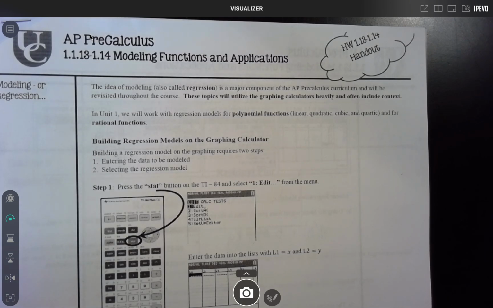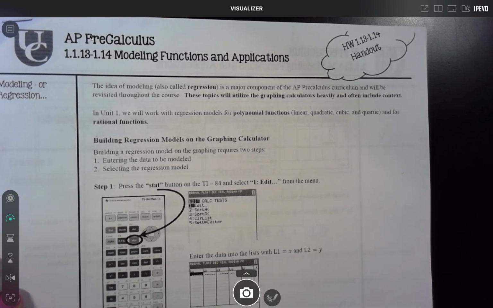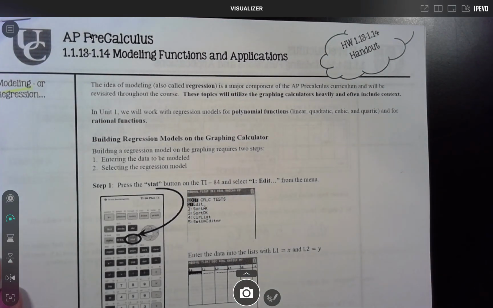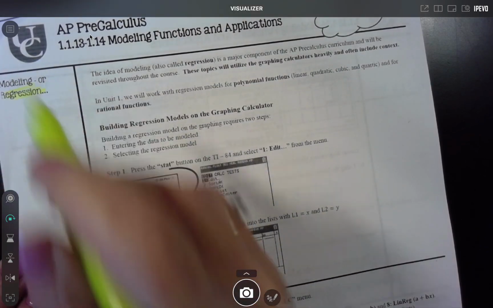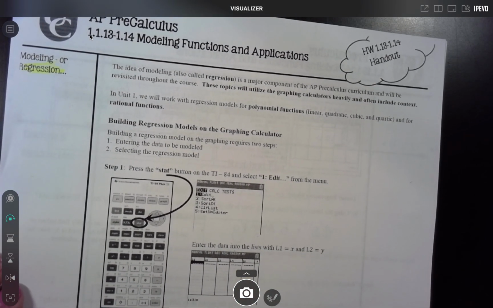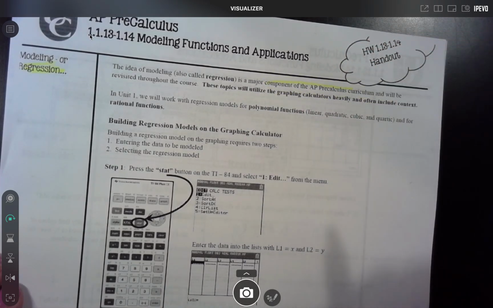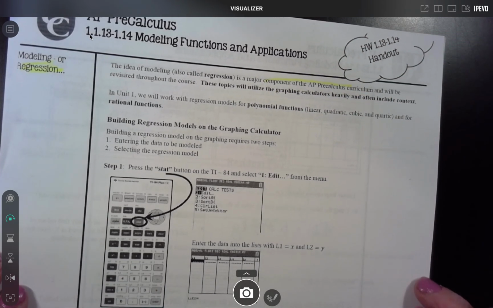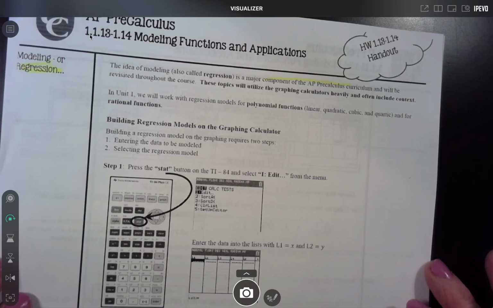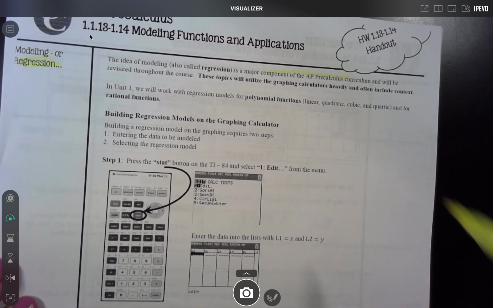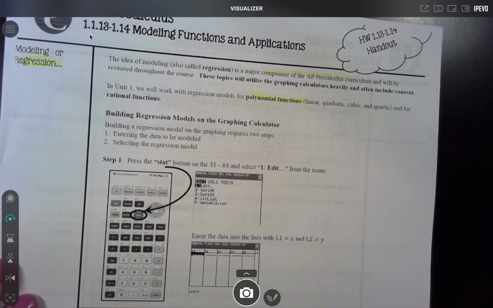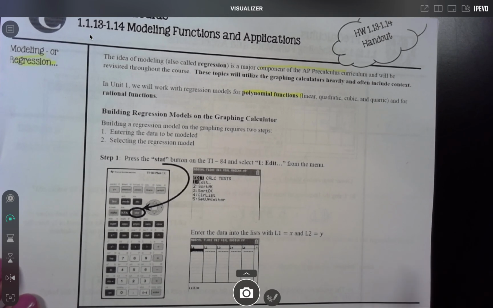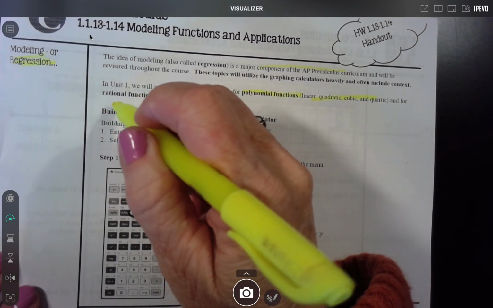So today's lesson is about modeling functions and applications, and we will be using regression. So I highlight that, regression. Okay, it's a major component of the AP Calculus curriculum, and we are going to be revisiting back and forth throughout the course with different functions. So for now, we're just going to look at some polynomial functions: linear, quadratic, quartic, cubic, and some rational functions.